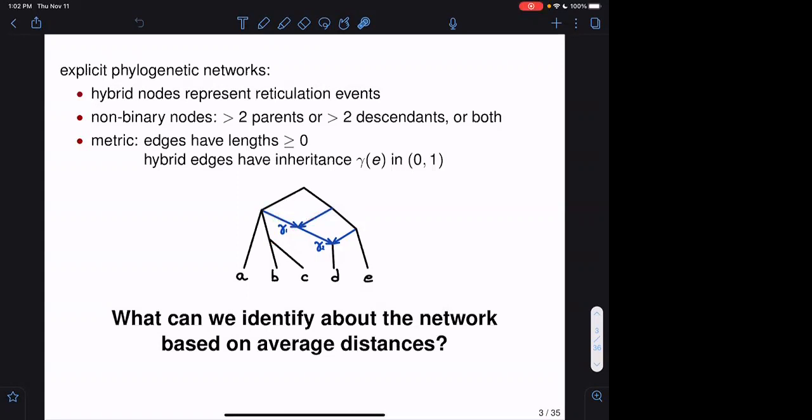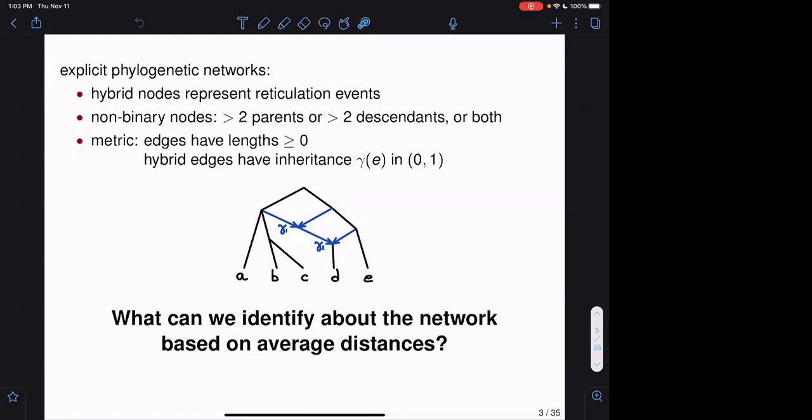I'm interested in metric networks, where we do have information about the proportion of genes received from either parent by the hybrid node. I'm not showing it here, but this edge would have an inheritance of 1 minus gamma 1, because these proportions need to sum to 1. For these metric networks we also have edge lengths. Each edge, hybrid and tree edges, has a length that needs to be non-negative.